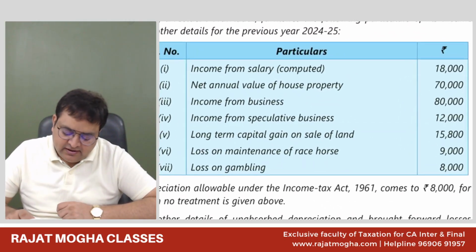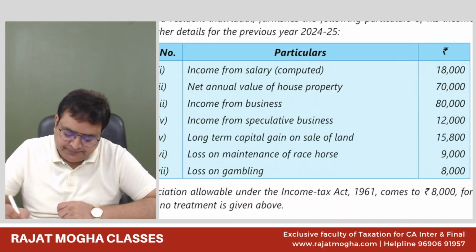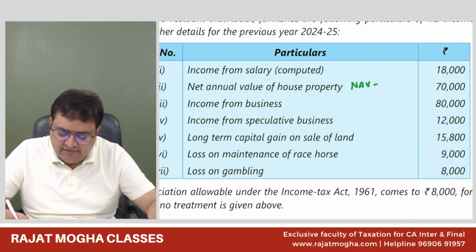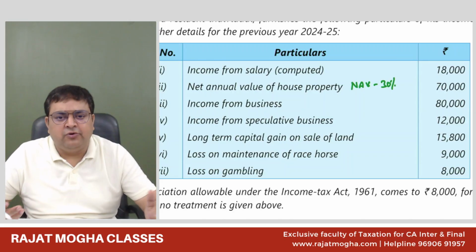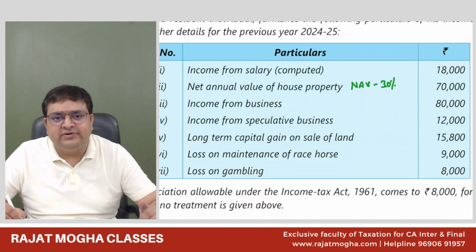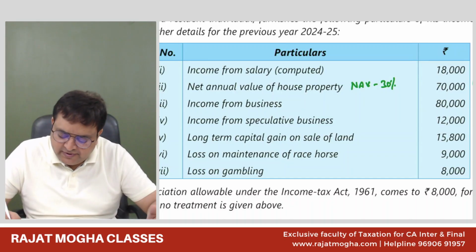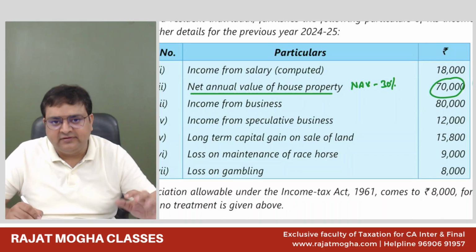So he has income from salary computed 18,000. Positive income from salary. Net annual value of the house property, so NAV is given to us, 70,000. From NAV, we know that we will give 30% standard deduction. And if there is any interest on borrowing, okay, but if interest on borrowing is not there, then at least give 30% standard deduction. So 70,000 minus 30%, 21,000, it will become 49,000. So actually my house property income is 49,000. They have given NAV of the house property. Understood? This is how they can also give.